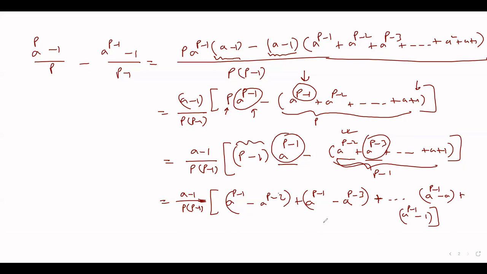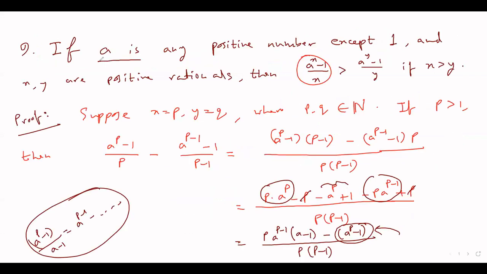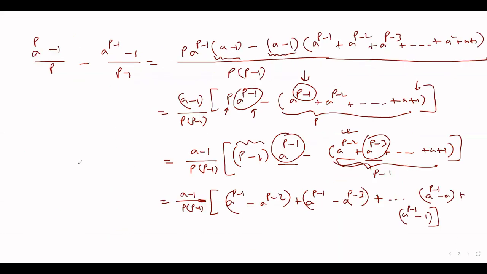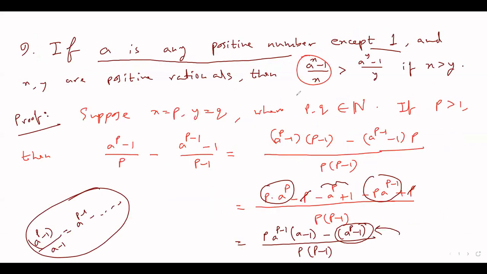Now, the thing is, recall that a has a condition. a is a positive number except 1. If a is 1, then this expression is just 1 to the power p minus 1 minus 1 to the power p minus 2, which is just 0. In fact, each of them is going to be 0. Not only that, this a minus 1 is going to be 0 as well. But we are actually skipping 1, right?